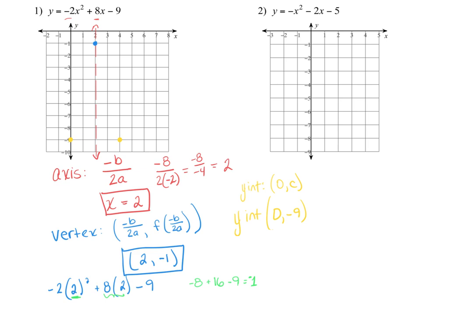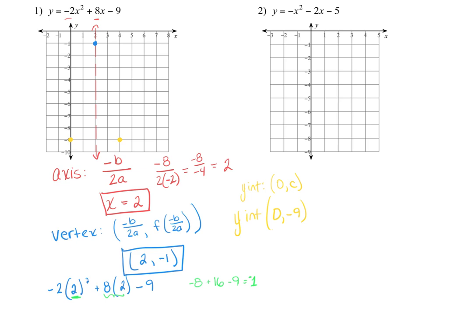Now let's use our logic. If my vertex is up there in the blue point, 2, negative 1, and my y-intercept is way down below it, it means this guy is going to be pointing down. Well, let's confirm that with our A. Is our A positive or negative? Our A is negative 2, right? And so if our A is negative, it should be pointing down. So that indicates that I've probably done this correctly.